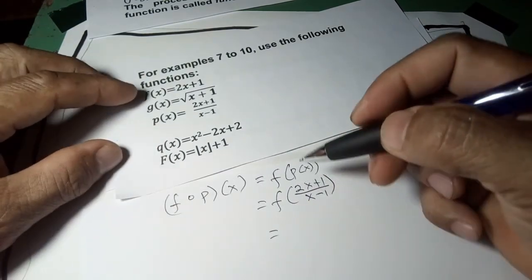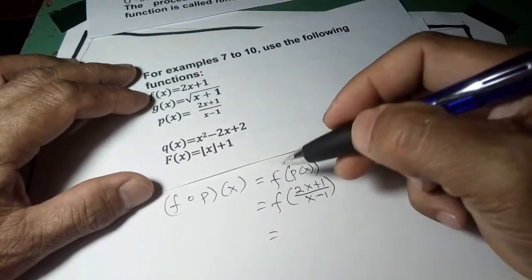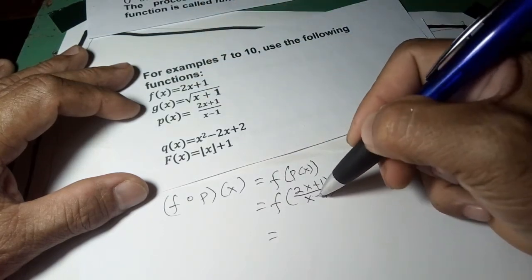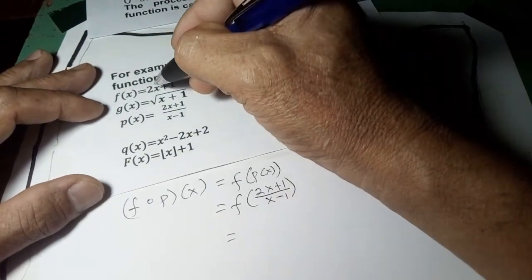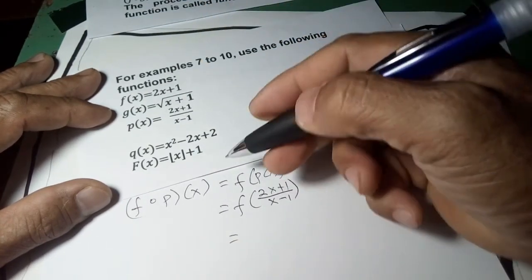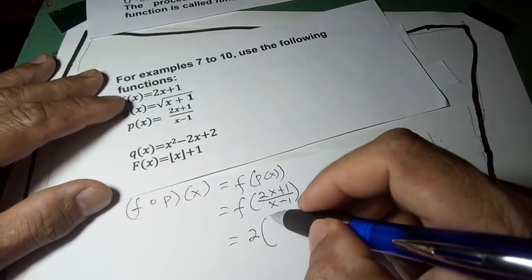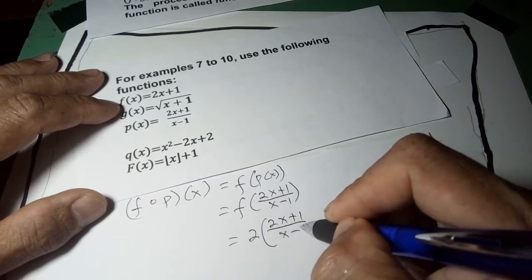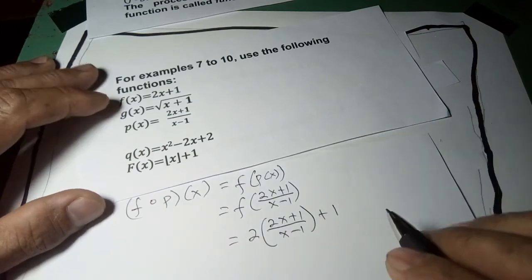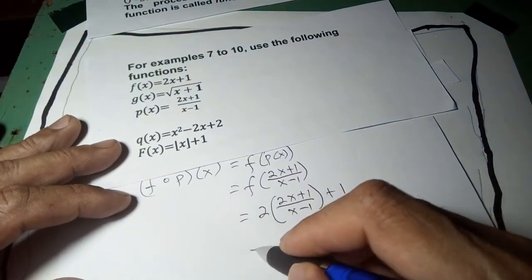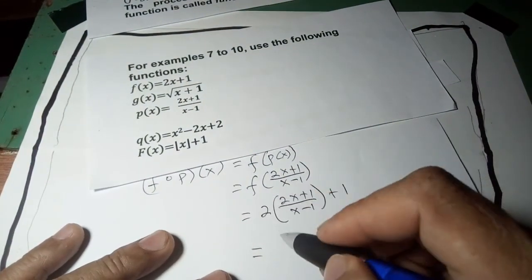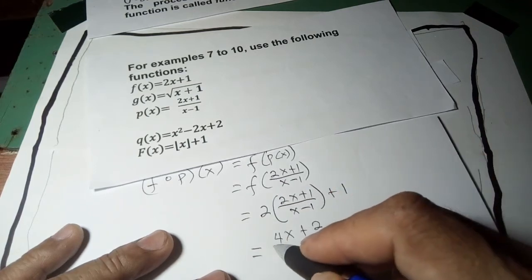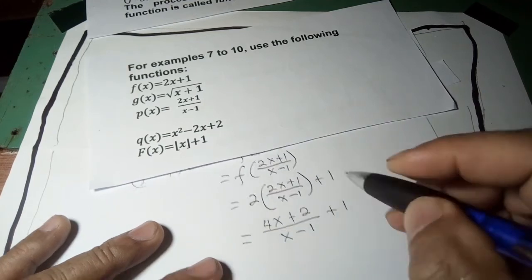Then look at f of x. We have f of x here. Our x in our f of x is replaced with 2x plus 1 over x minus 1. So substitute, x is replaced with this fraction. So this becomes 2 times 2x plus 1 over x minus 1, plus 1. Simplify, multiply, distribute 2. 2 times 2x is 4x, plus 2 times 1, 2, all over x minus 1, plus 1.